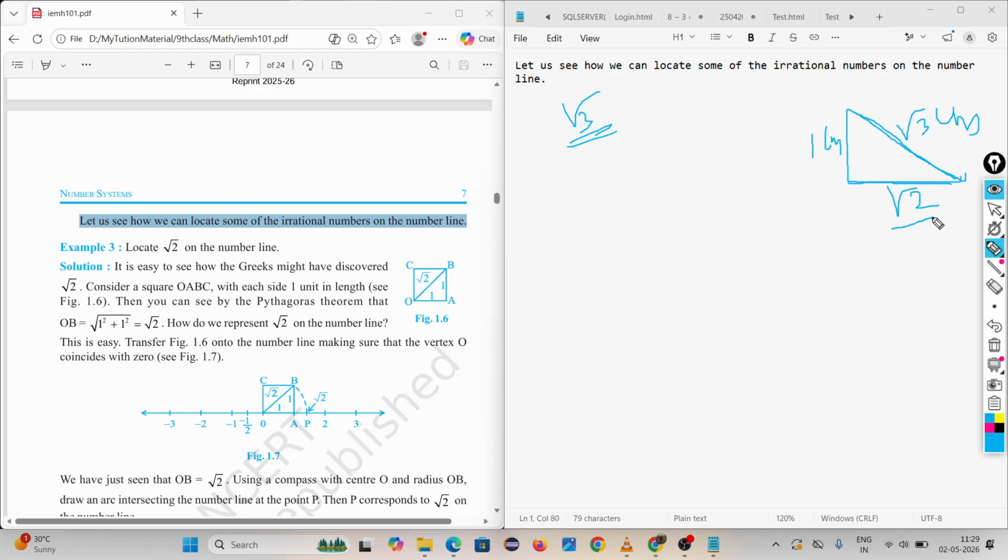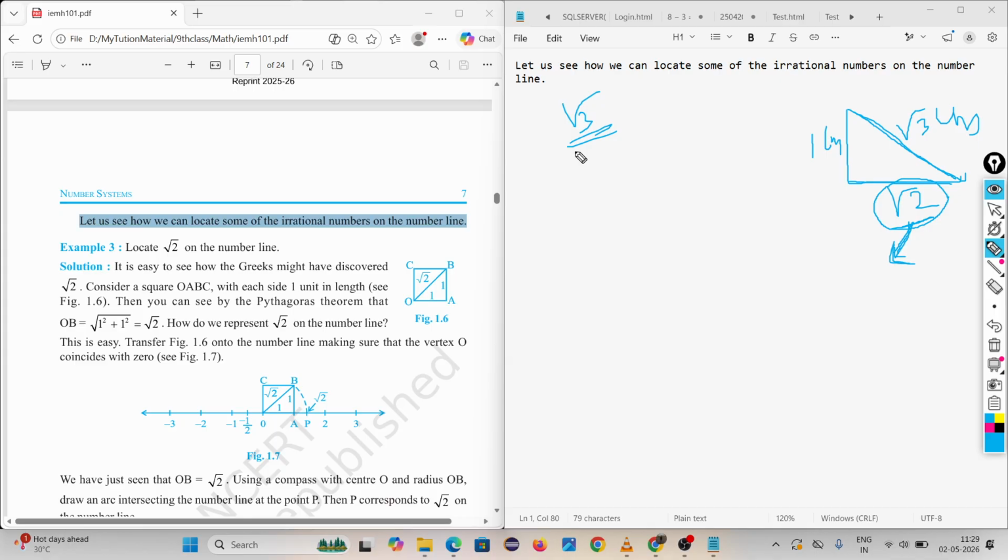If your base is an irrational number, then you have to first locate this number. If it is a whole number, then don't worry, taking that whole number as the base, represent the irrational number on the number line. But if your base is an irrational number, first locate that irrational number on the number line, then locate your given number.